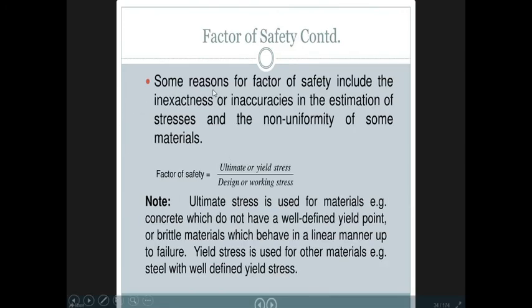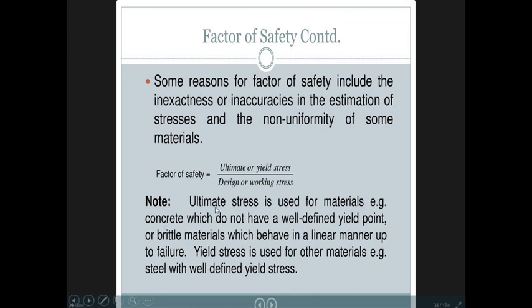Some reasons for a factor of safety include the inaccuracies in the estimation of stress and the non-uniformity of some materials. Factor of safety is equal to ultimate stress divided by working stress. So you can write that as the simple definition. Define factor of safety: factor of safety is defined as the ratio of ultimate stress to working stress.